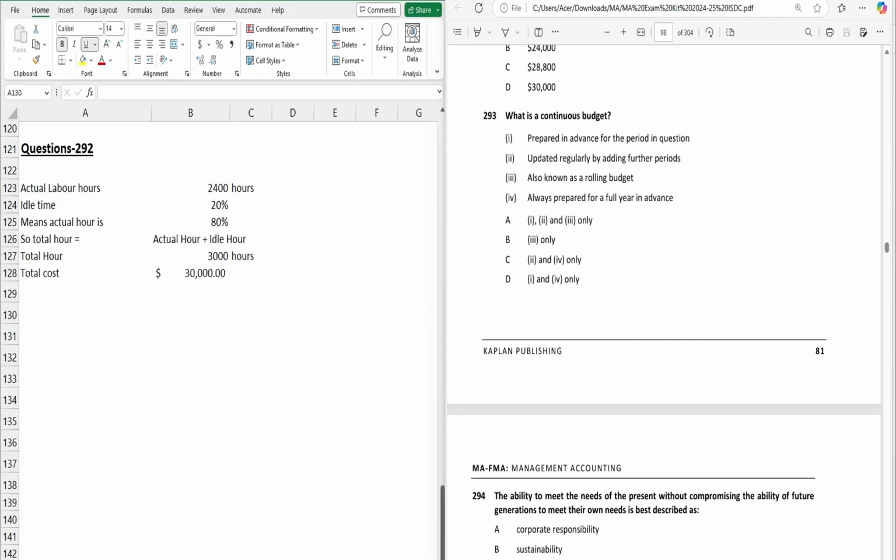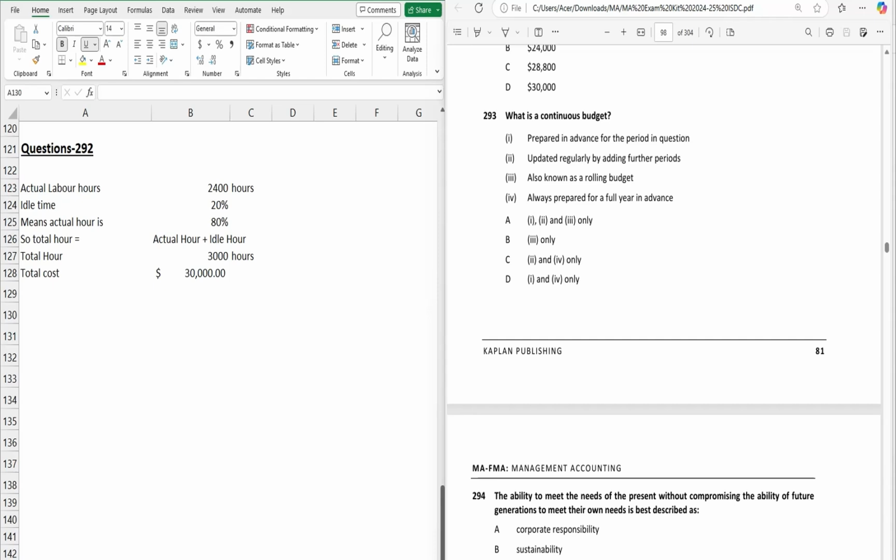The first statement is saying prepared in advance for the period in question. See, all budgets are prepared in advance, not only the continuous one. Obviously, the continuous budget is a part of the budget, so it will also be prepared in advance for the upcoming period, month, or quarter. This allows the organization to plan ahead as well as to monitor their performance. So it applies to all budgets, and it is also applicable to the continuous budget as well. The next one is updated regularly by adding the further period.